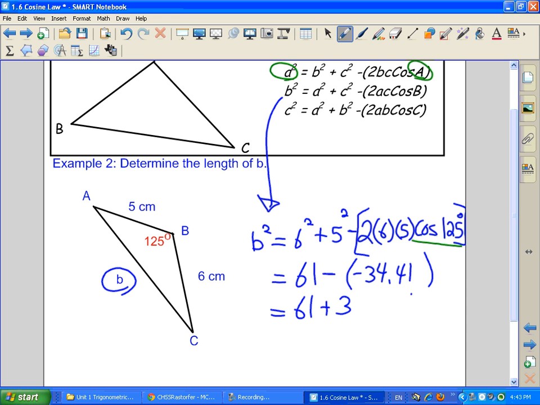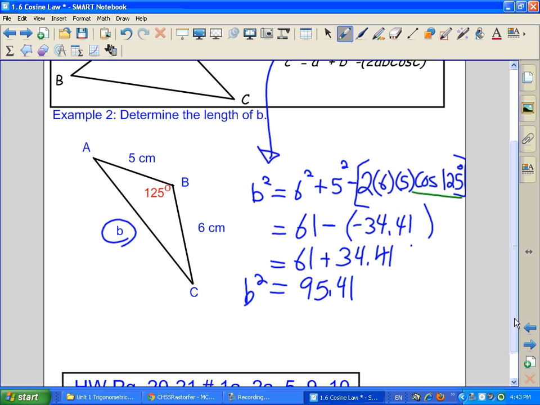So when you add it, it's going to be 34.41, and then you'd end up with 95.41. And remember, folks, that's still b squared. So how do you get b by itself? You need to take the square root of both sides. So b equals the square root of 95.41. So b equals approximately 9.8 centimeters. All right, that's a refresher on cosine law.